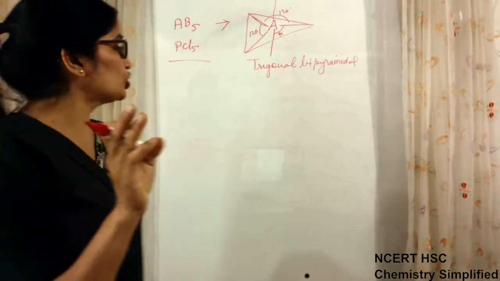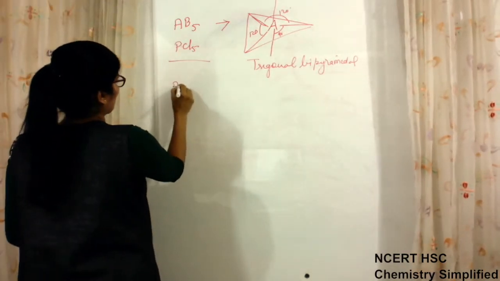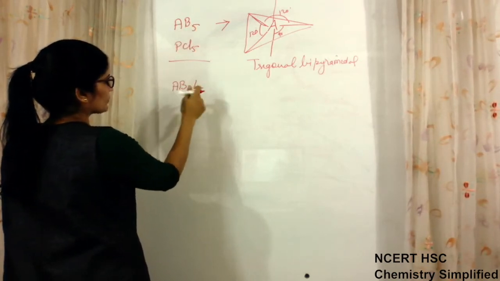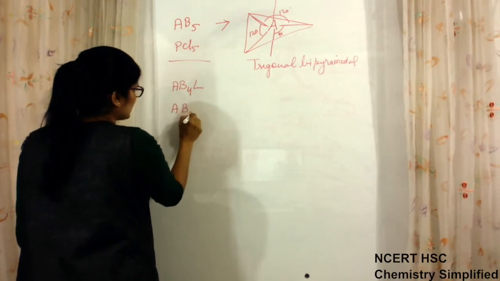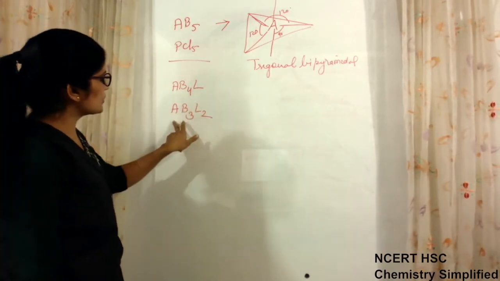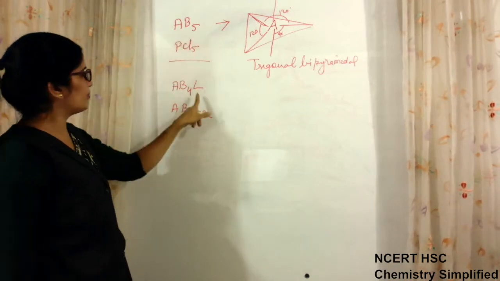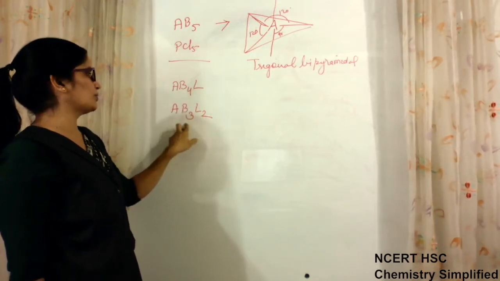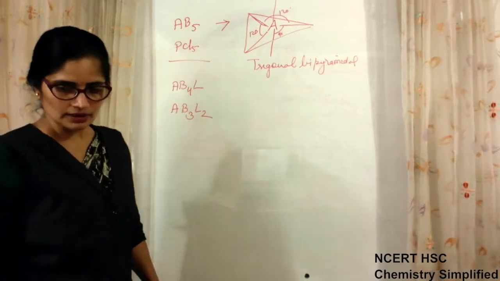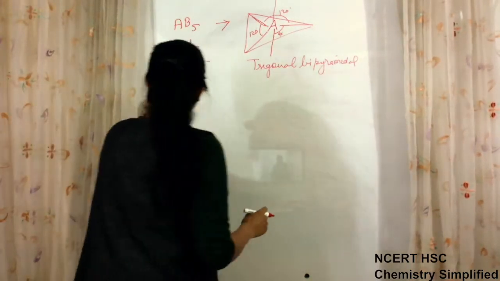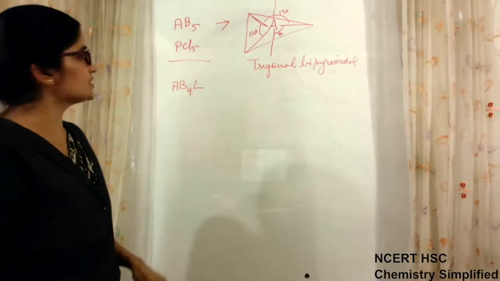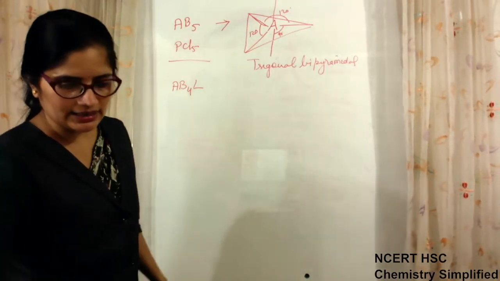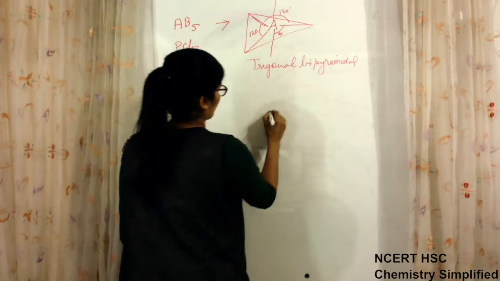Now there are two distortions which are present: AB4L, equivalent to AB5, and another is AB3L2. This also is a distorted form of AB5 by the presence of lone pairs. Here 1 lone pair, 4 bond pairs; here 2 lone pairs, 3 bond pairs, total is 5. So one by one we will see them. First we come to AB4L, meaning out of 5, 1 is lone pair and remaining 4 are bond pairs. Then in that case this geometry will change and become distorted.